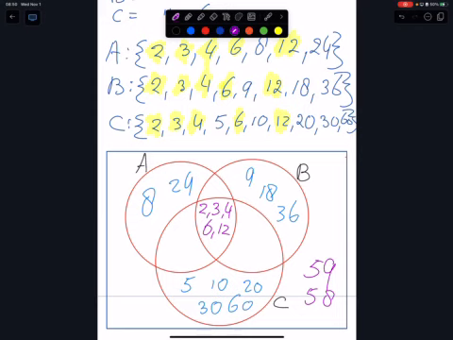All the other numbers which are not in the circles. 40, 41, 42, all the other numbers. 29, 27, 25. Correct. Yes? All the rest of the numbers. 25, 7, 11, 13. All the other numbers that are not in here from 2 to 60 get placed outside.